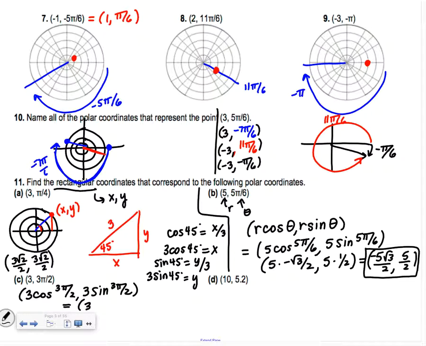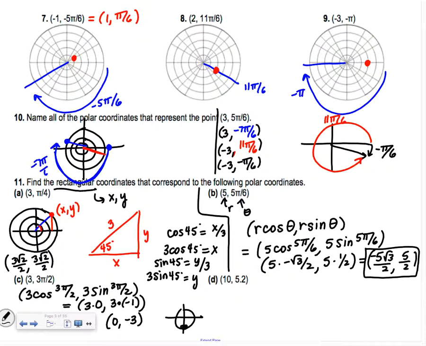So we get 3, what's cosine of 3 pi over 2? 0, right? Do you guys need to sketch it out every time? Need to see your little mini unit circle. And then 3 times negative 1, right? So we end up getting 0, comma, negative 3.